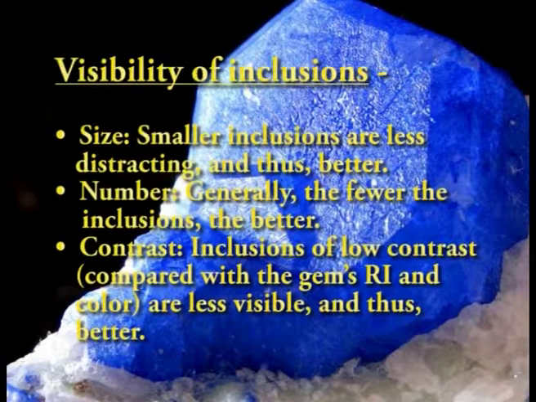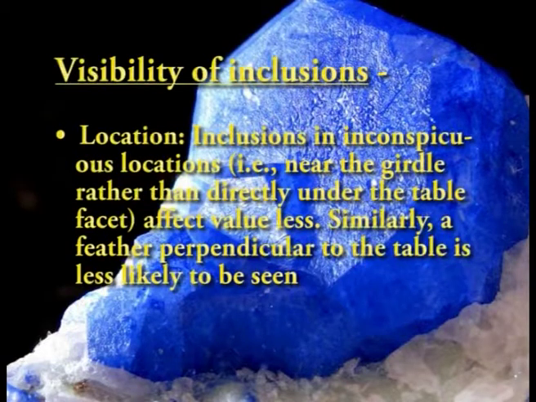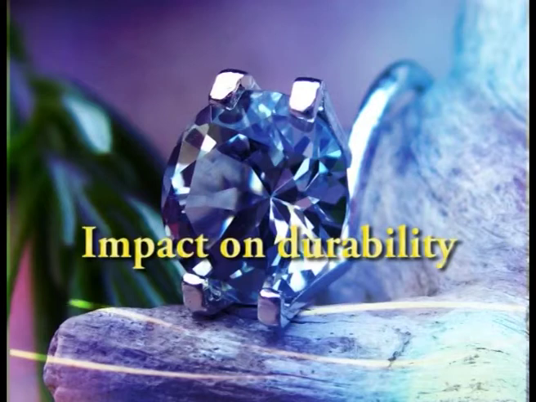Contrast. Inclusions of low contrast, that is compared with the gem's RI and color, are less visible and thus better. Location. Inclusions in inconspicuous locations, that is near the girdle, rather than directly under the table facet, affect value less. Similarly, a feather perpendicular to the table is less likely to be seen.